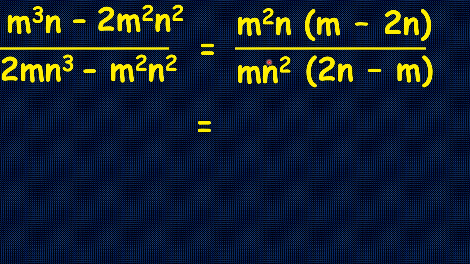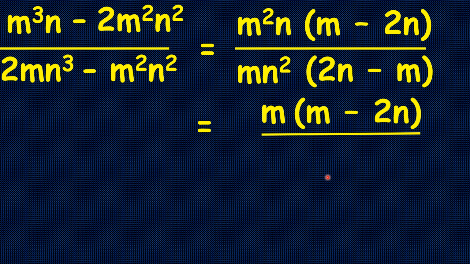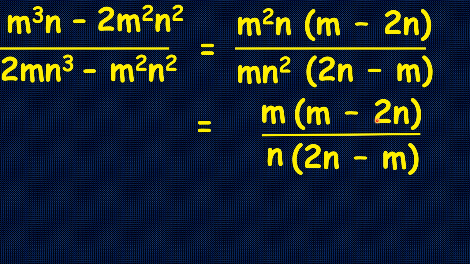Now, if you look at this, you have an m here, and then you have m squared. So m here can cancel one of the m's above, so we're left with a single m in the numerator. And then you have an n here, which can cancel one of the n's, so we'll have an n left as part of the denominator. So we have m over n. And then we still have the m minus 2n as part of the numerator, and we have 2n minus m. So this is the simplified version, once again, from what we have above.